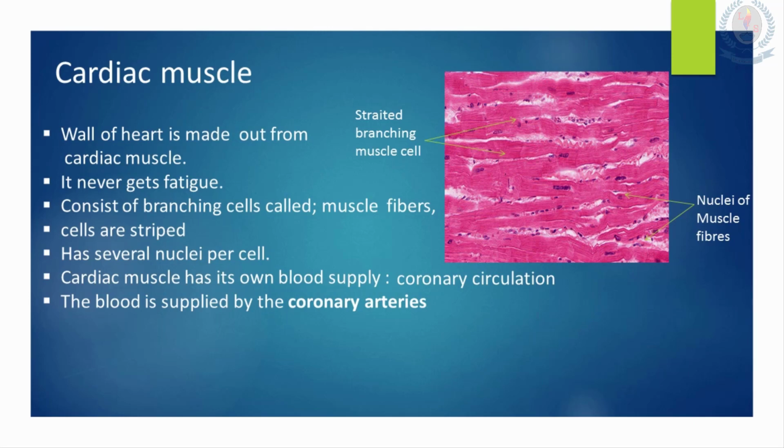One of the other features is that the muscle cells are striped and they have several nuclei per cell. And also the cardiac muscle has its own blood supply, which is known as coronary circulation. The blood is supplied by the coronary arteries, and the blood is also returned to the right atrium via coronary veins.